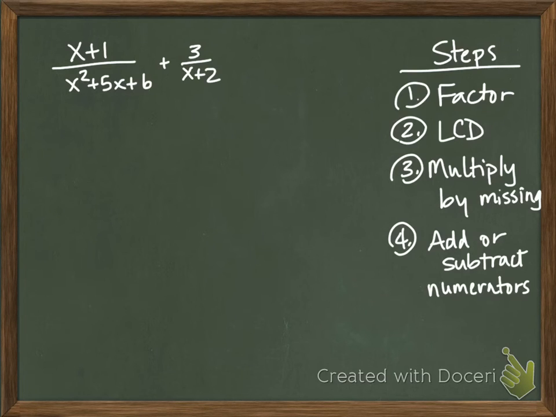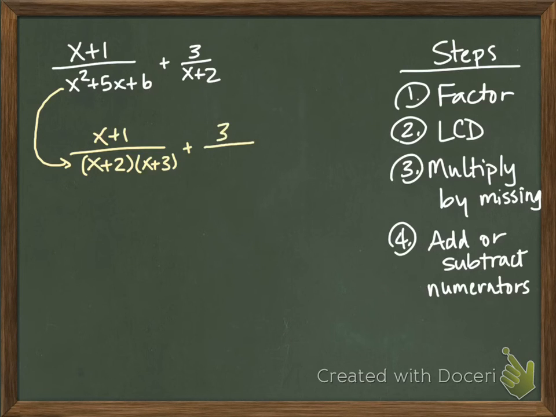Okay, so the first thing we'll do is we'll factor. We've done this x squared plus 5x plus 6 before, so we already know that this is going to factor into x plus 2, x plus 3. I'm not going to go through factoring it every time because we already know how to do that. This is x plus 1, so that we just factored. And then we have 3 over x plus 2.